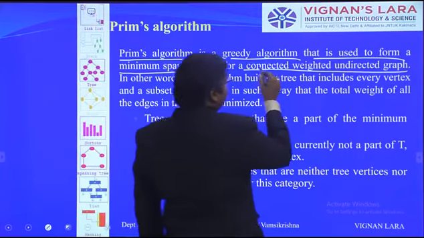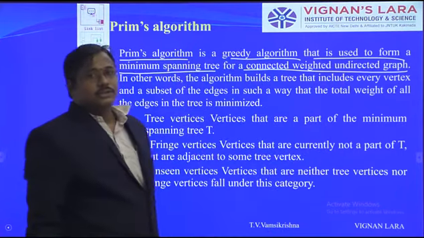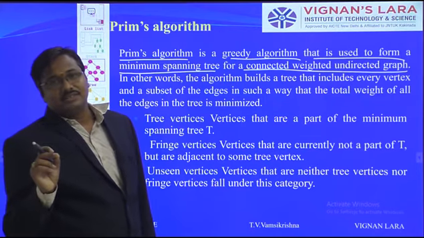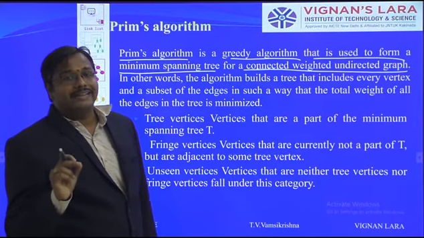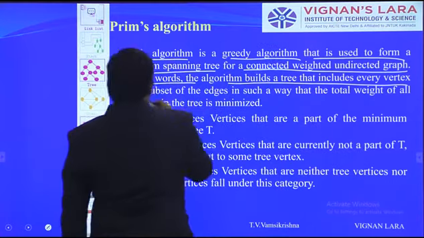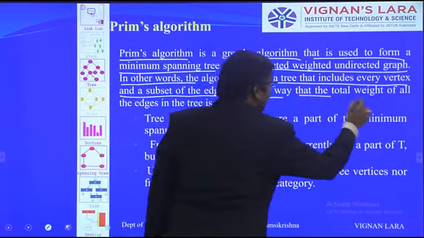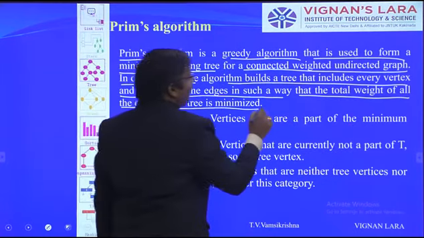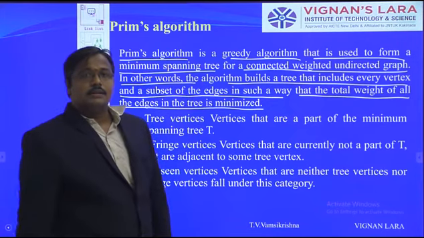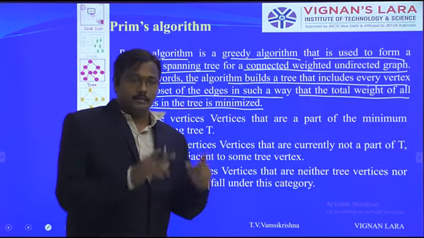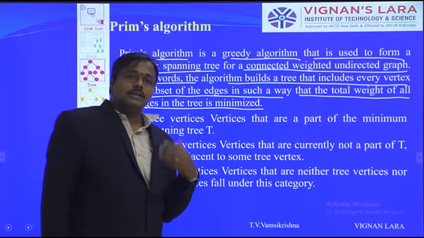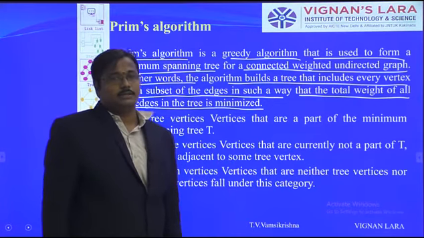This is very much important: connected, weighted, undirected graph. The minimal spanning tree is only applicable for weights, so that's why a weighted graph should be given. In other words, the algorithm builds a tree that includes every vertex and a subset of edges in such a way that the total weight of all the edges of the tree is minimized. Means we are writing the distances in an edges format or in a matrix format, so we need to identify at the end all the minimum distances between the edges.